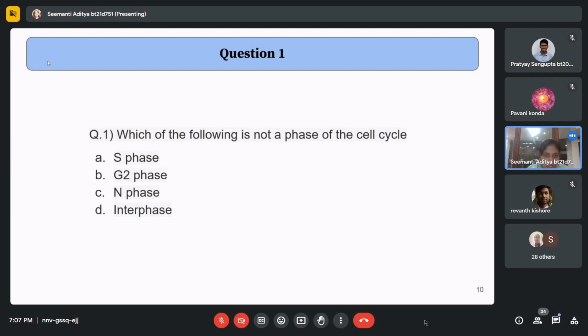Let's go to the next question. Yes, everybody has given the correct answer. So very good. Option C.